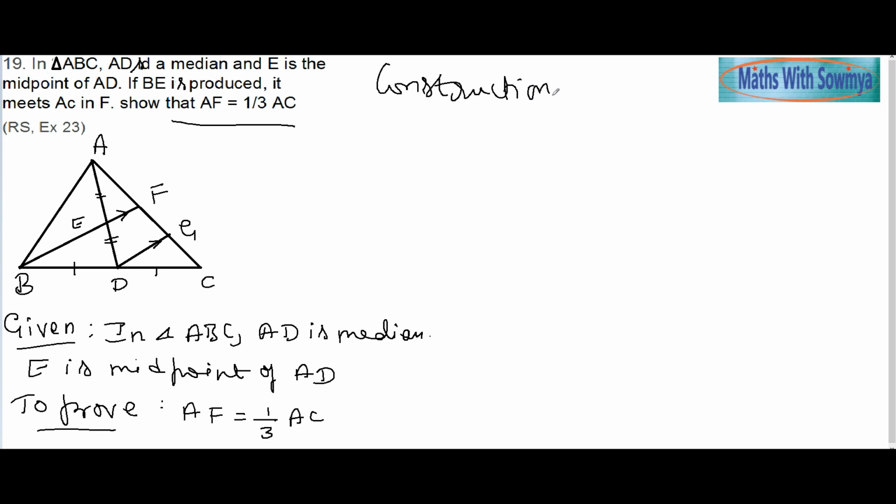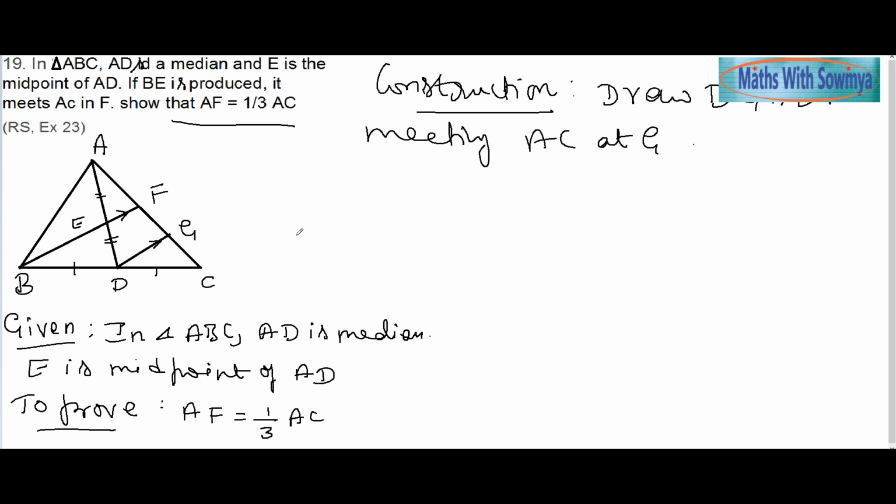Coming to the construction, now I will draw this particular line, which is DG. So I say draw DG parallel to EF or BF. It will be one and the same. We can say then meeting AC at G. Now we will go for the proof. So in the proof, I am going to take the triangle BCF.